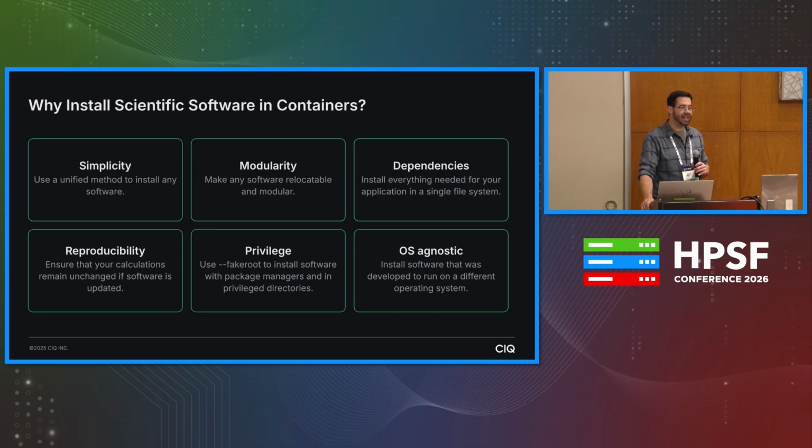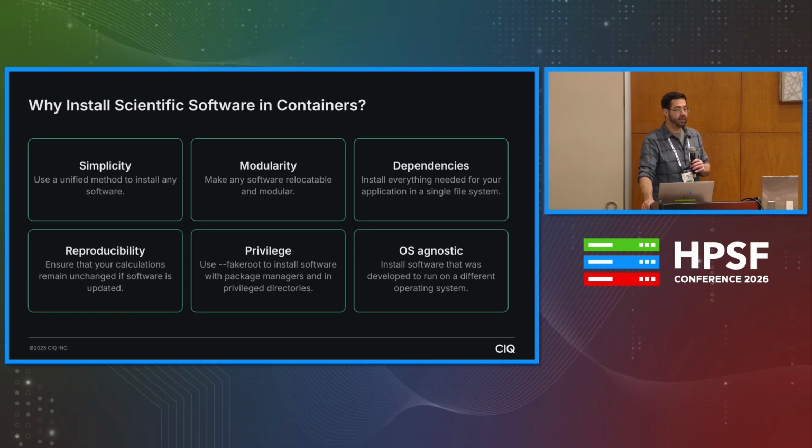All right, why would you want to install scientific software in containers? Well, I think that at this point in time, most people kind of understand the pros of doing this. It's modular, it's reproducible, you can handle privileges really nicely, things like that. But the thing I'd like to focus on here is simplicity. So let's say you're a staff scientist working within an HPC environment like I used to be. You probably have users coming to you quite a lot and asking you to install new scientific software.